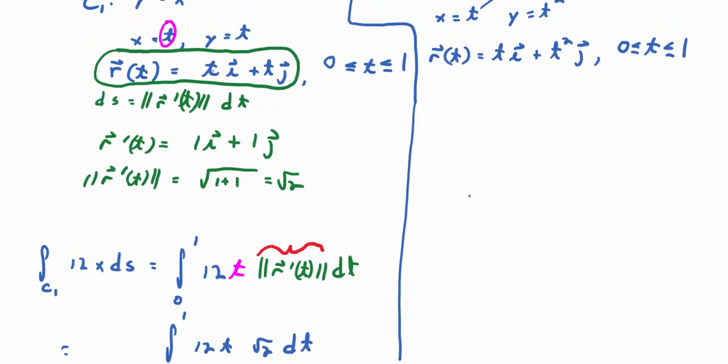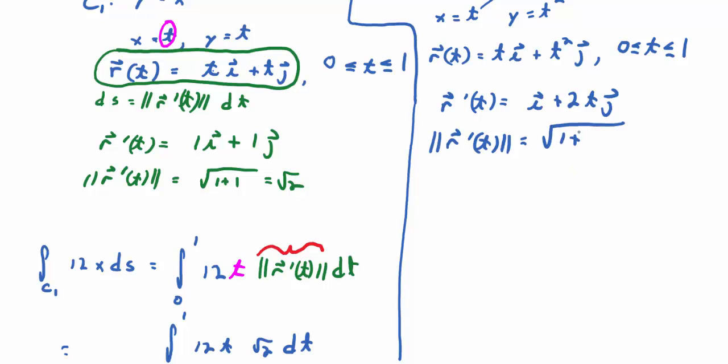And now I'm going to compute the integral over C2. So that means we need r prime and we need the magnitude of r prime to stick in our integral. So looking over here at our r of t for the curve C2, what's r prime of t? Not quite as simple, is it? It's i plus 2tj, right? And then what's the magnitude of that beautiful thing? Square root of 1 plus 4t squared. Would you buy that?